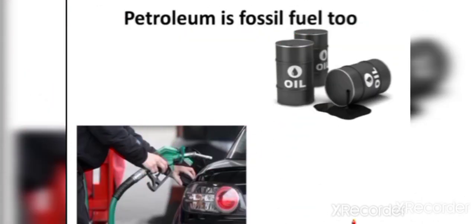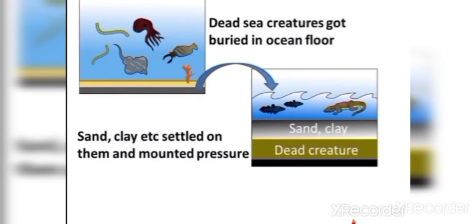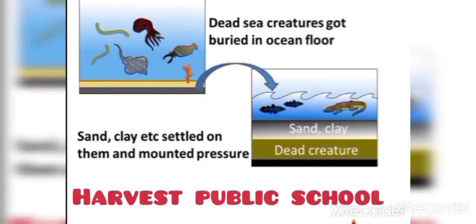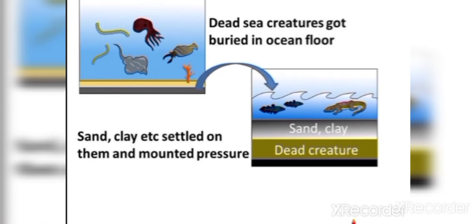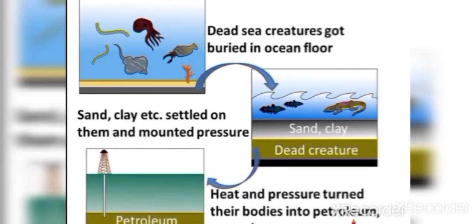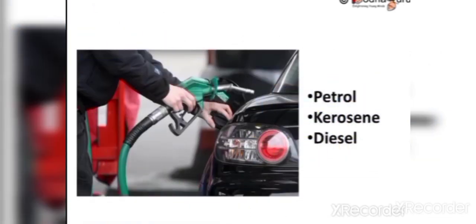Petroleum is obtained from crude oil, which is called mother liquid, from which we get many other byproducts. Petroleum is formed by dead sea creatures when they get buried in the ocean floor. Sand, clay, etc. settle on them and mount pressure. Heat and pressure then turn their bodies into petroleum and natural gas. Fractional distillation of petroleum gives us many byproducts like petrol, kerosene, diesel, wax, and lubricating oil.